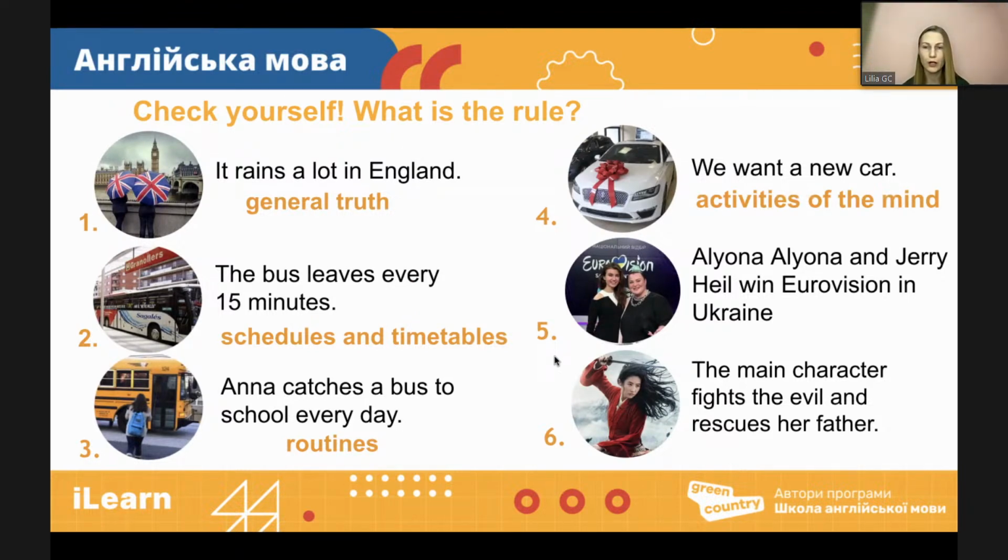We want a new car. What is that? So number 4, please. We want a new car. Yeah, it's some wish, that's for sure.